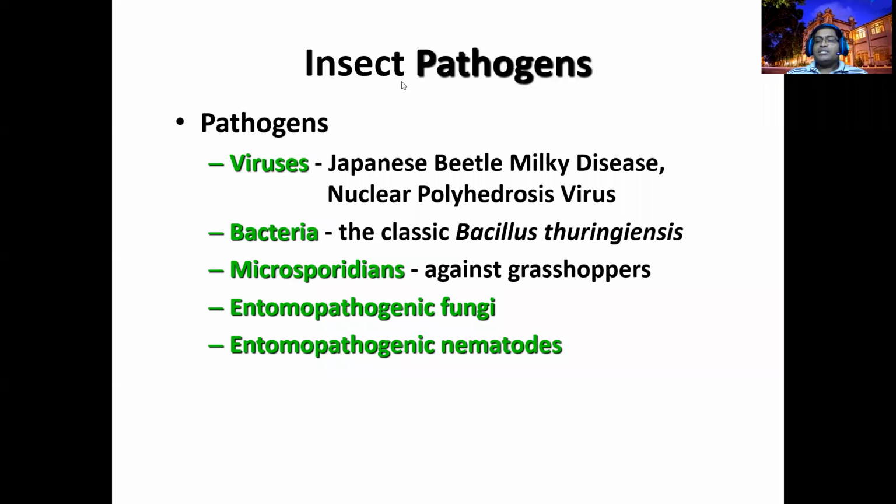The pathogens that are attacking insects, we call entomopathogens. These entomopathogens target to eat, kill, or use the insects as a host. You can classify these entomopathogens into different categories: viruses, bacteria, microsporidians, entomopathogenic fungi, entomopathogenic nematodes, and protozoans. Some of the protozoans are also there.